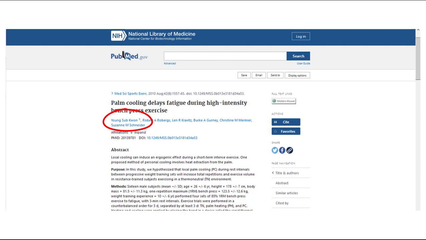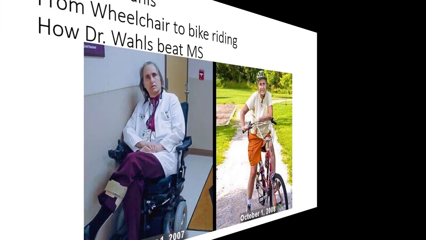Who is the author? Dr. Gun. Yes, palm cooling can be a good method to reduce body temperature during exercise. So this method can be applied for MS patients. I studied this palm cooling, right? This kind of study is for improved exercise performance, but it can be a good application for MS patients.